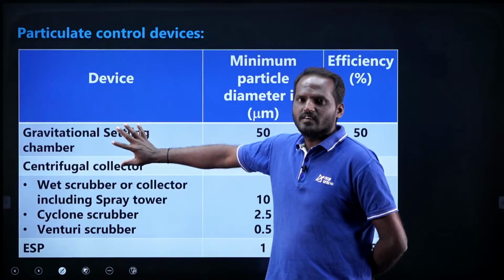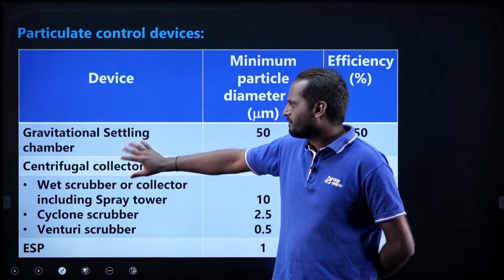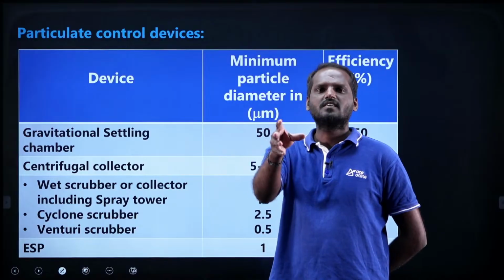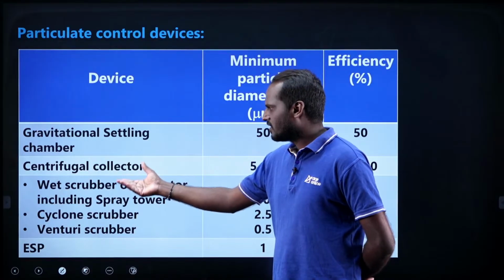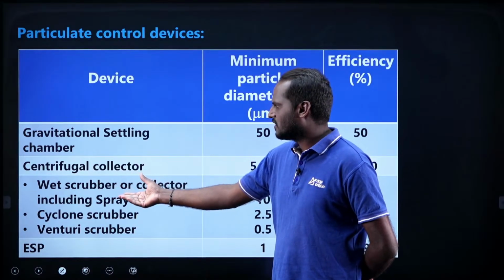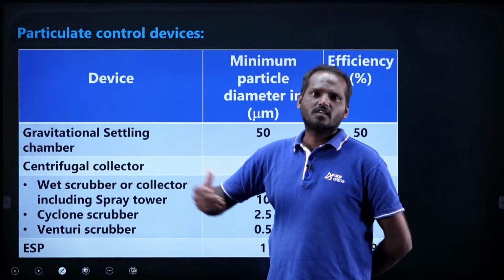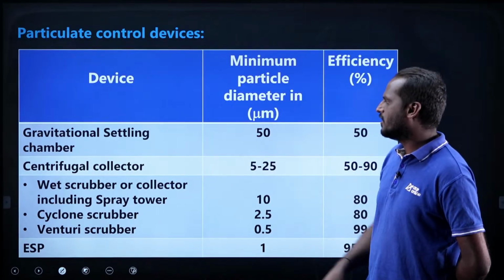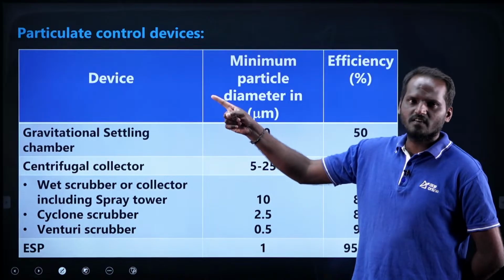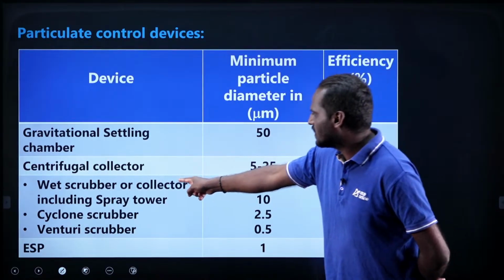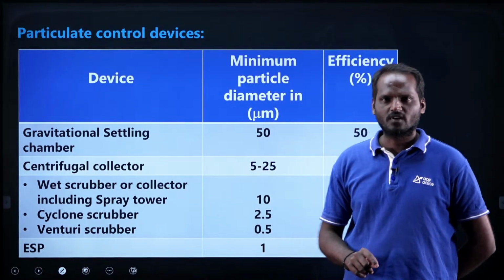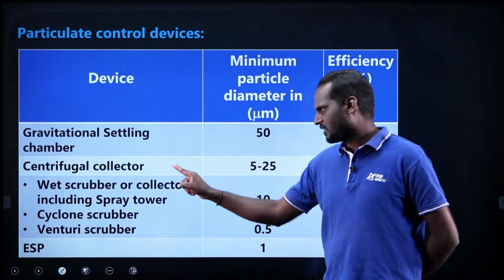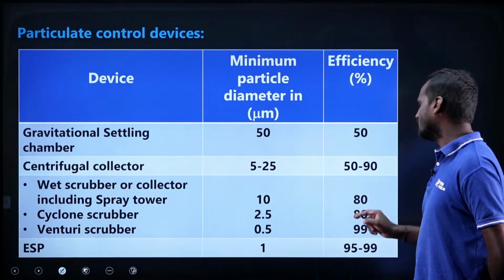These are all dry devices: the gravity settling chamber is dry and the centrifugal collector is also dry. The dry flue gas enters the device and removal happens, but whenever wet devices come into the picture, there is an application of water inside the device. You can see the wet scrubber or collector, including the spray tower, is 10, as the question is given. The cyclone collector minimum is 10, efficiency is 80. The cyclone scrubber efficiency is also 80.